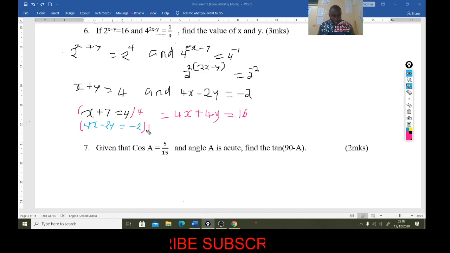Then the second one is 1 times all this, it remains the way it is, because 1 times a number is whatever that number is. So 1 times 10 is 10. All this remains, so it will remain as 4x minus 2y equals minus 2.